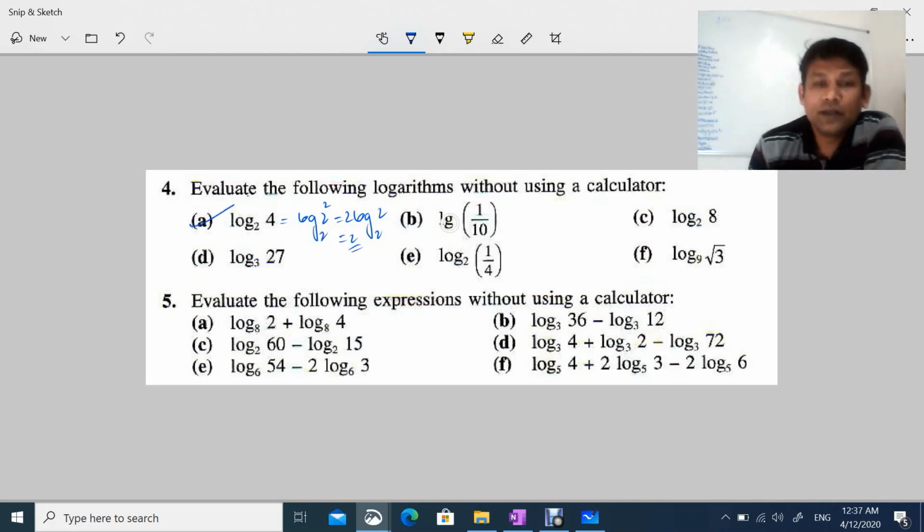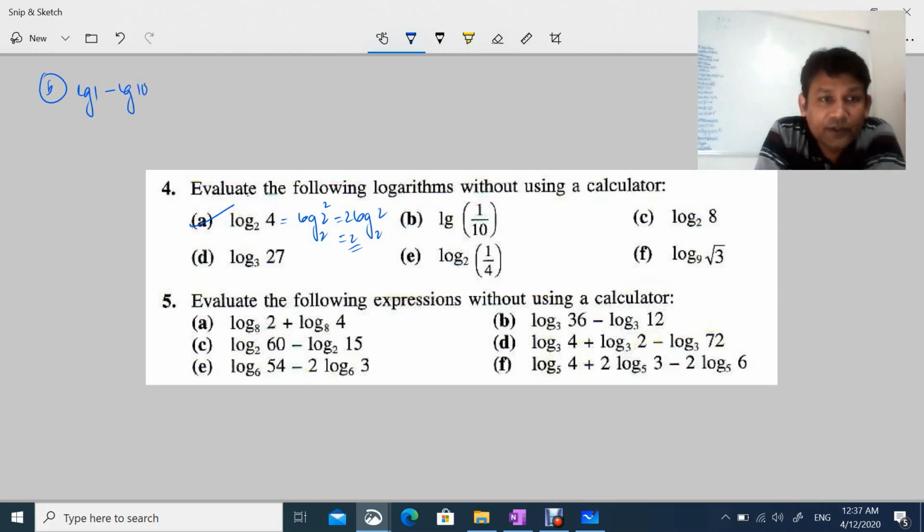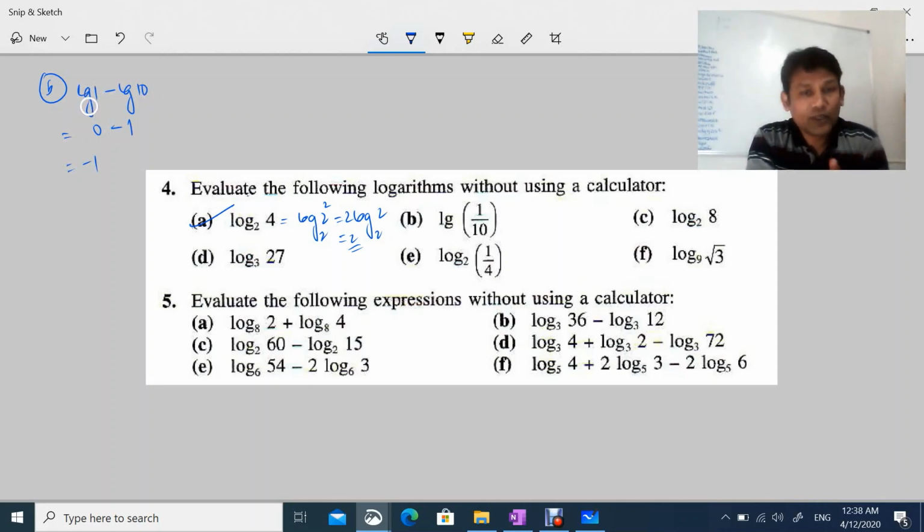Now lg 1 upon 10, what can you write? There are 2 methods. I want to explain everything actually. First method: when you have a division you have to write a minus, so lg 1 minus lg 10. Lg 10 is equal to 1, lg 1 is equal to 0, and the final answer is minus 1. Please remember, whenever you have 1 here, like log base 2 of 1, it is always 0.